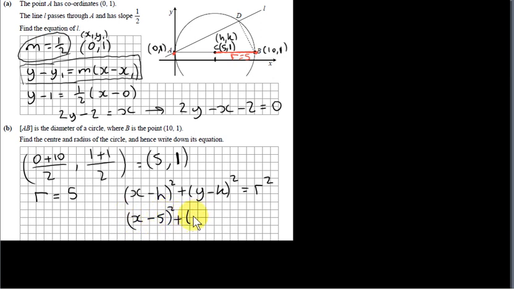K is 1, that's the y value of the center. And the radius of the circle is 5. 5 squared is 25. So this is the equation of the circle.